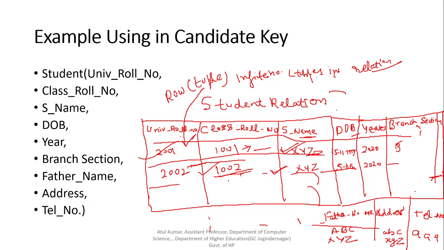So what is a key? A key is a set of attributes. Like here we have the attributes university roll number and class roll number that uniquely identify each row in the table, and these attributes or this set of attributes is called a key. So you must now be clear about what a key is.